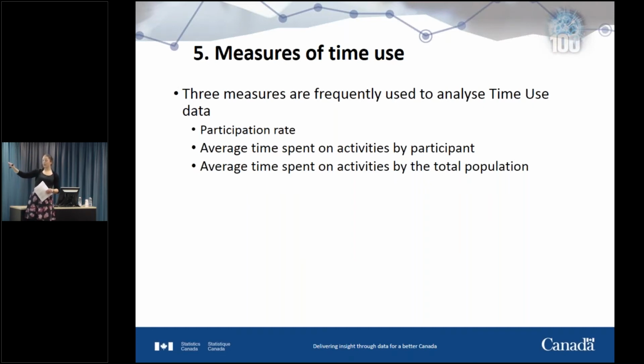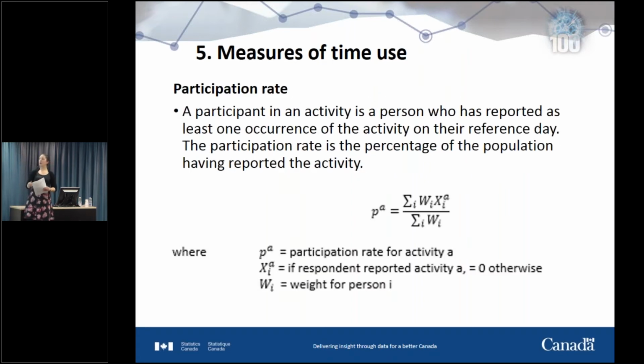So now the measures of time use. There are three measures frequently used to analyze time use data. We have the participation rate, the average time spent on activities by participant, and the average time spent on activity by the total population. The average time spent on activity in the total population will always be lower than the average time by participant, except if the participation rate is 100%.